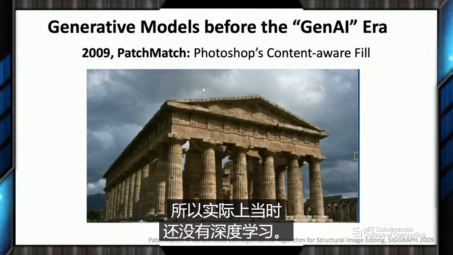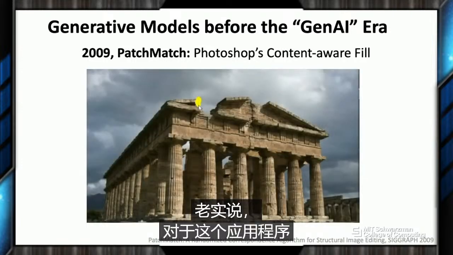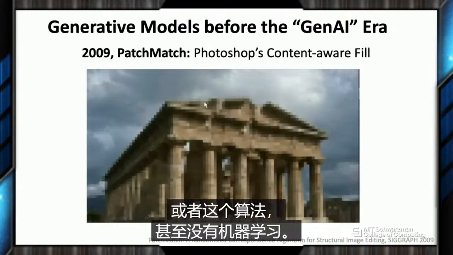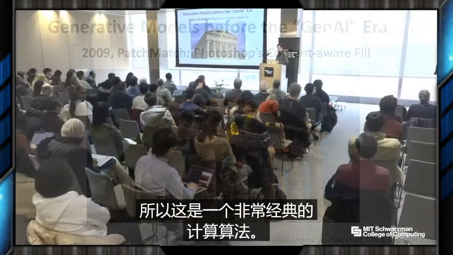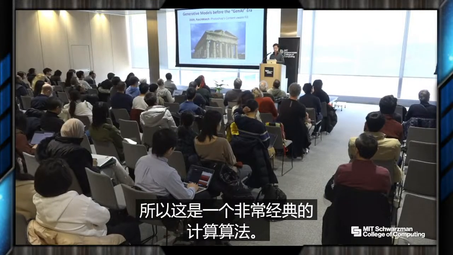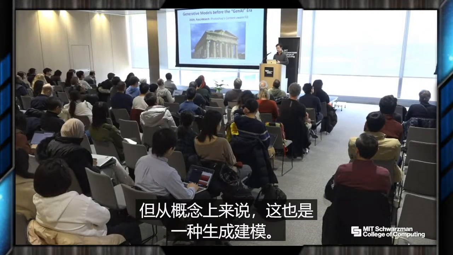Actually at that time there was no deep learning, and to be honest, for this algorithm there was not even machine learning. It is a very classical computer vision algorithm. But conceptually, this is also a kind of generative modeling.